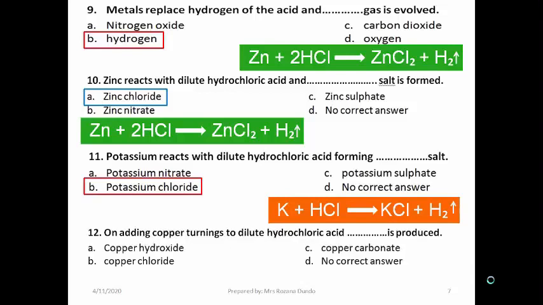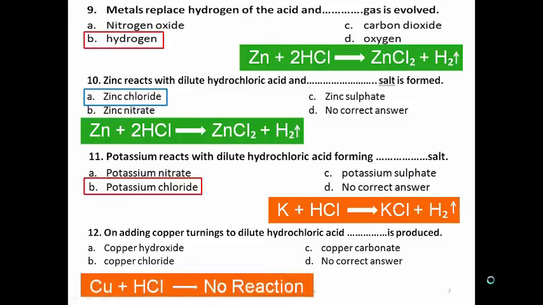On adding copper turnings to dilute hydrochloric acid, what is formed? So copper plus hydrochloric acid, there is no reaction. So no correct answer.